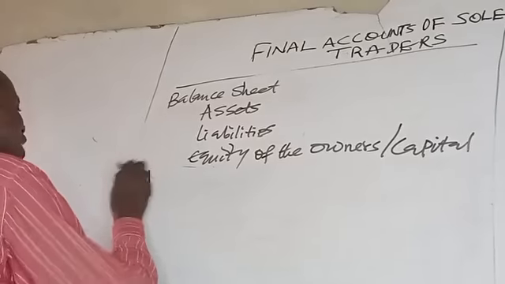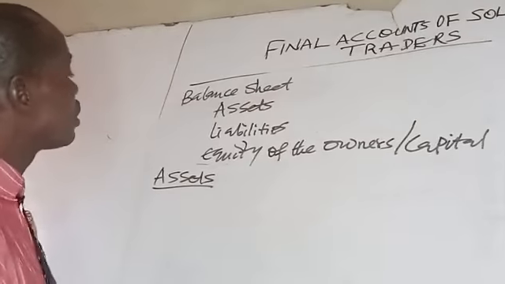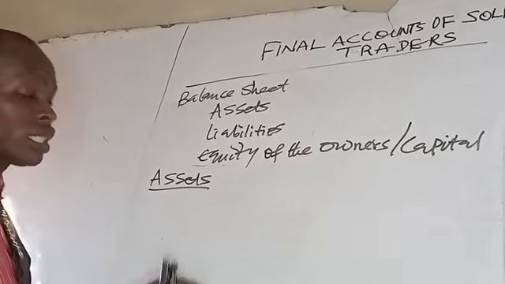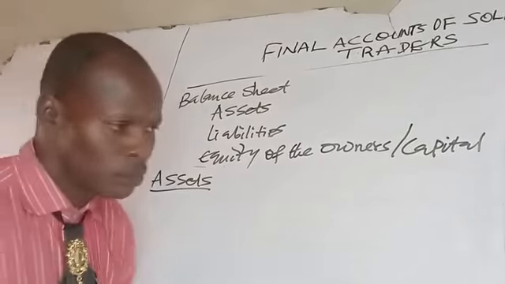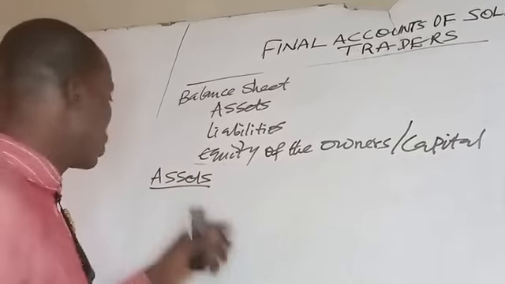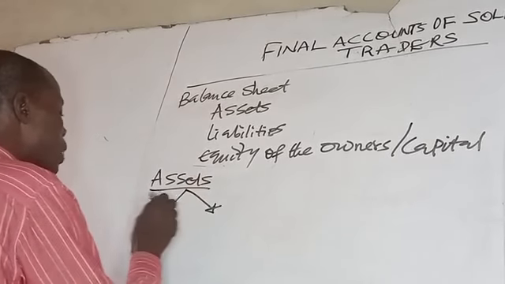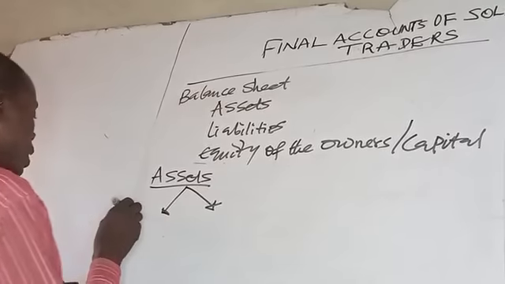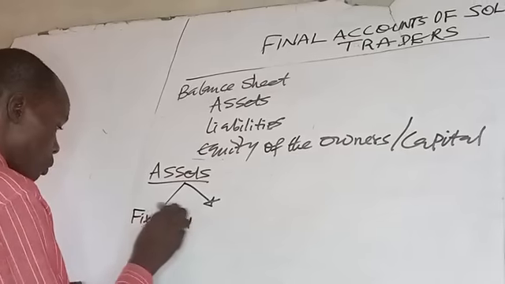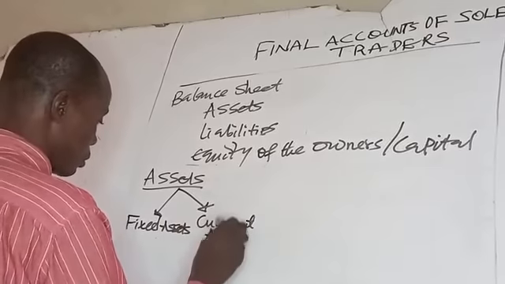What are business assets? Assets are the resources owned by the business. The resources or property owned by the business. Any property of the business is said to be the business asset. For our purpose, we will categorize our assets into two. Number one, we have fixed assets and current assets.